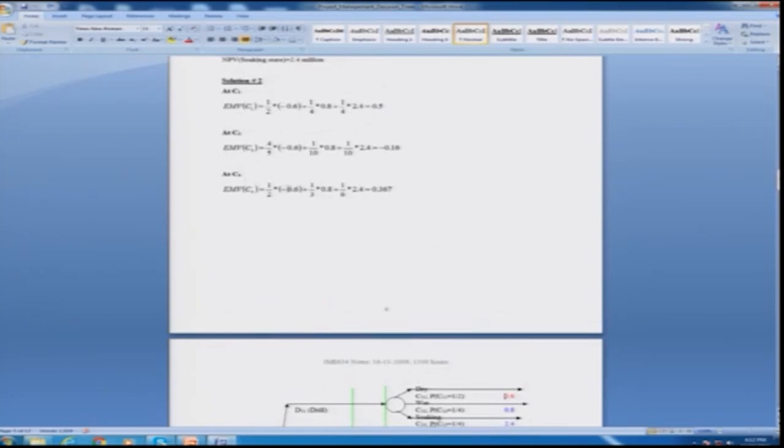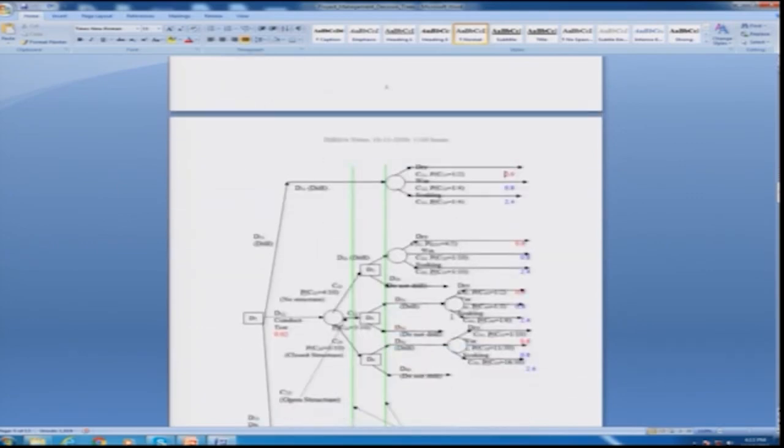At C4, again minus 0.6, 0.8, 2.4. So, 0.8 and 2.4 are positive, and what are the probabilities? Half, 1/3, 1/6. So, these are the probabilities, half, 1/3, 1/6. Again, I am repeating, these values, the probabilities, can be found out from the matrix.